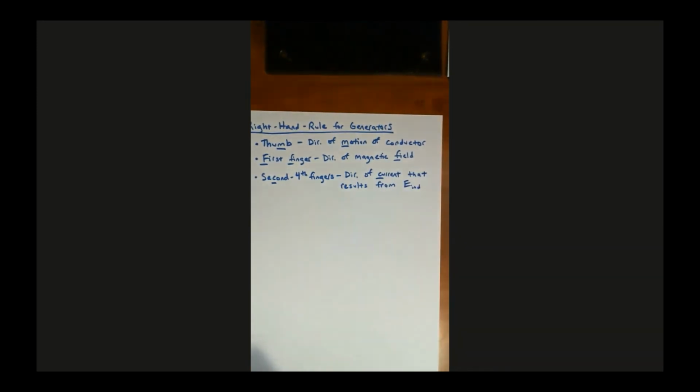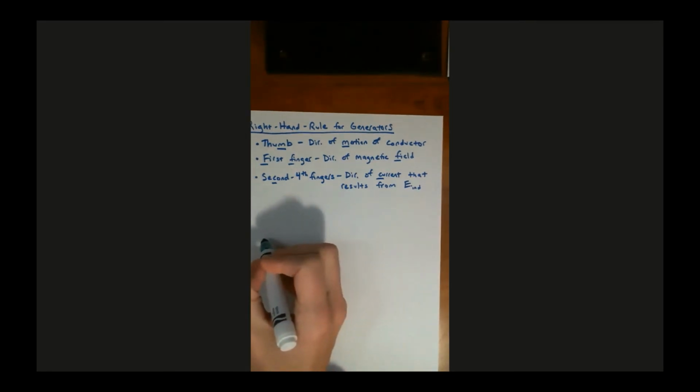Remember, to get current to flow, you actually have to have a complete circuit. So assume that you have a complete circuit, and your second through fourth fingers will tell you the direction of current that flows as a result of that induced voltage. So let's go ahead and apply that real quick.